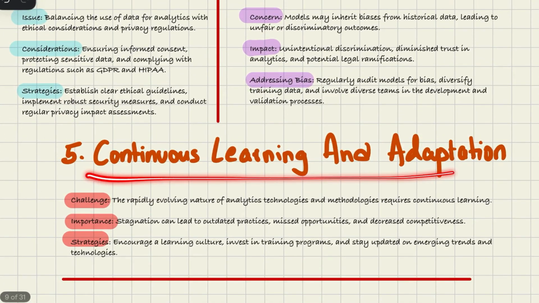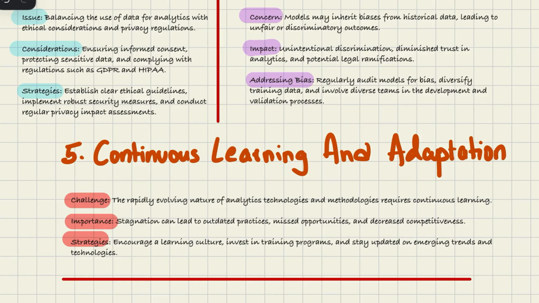And the last issue is continuous learning and adaptation. See, there is rapidly evolving analytical technology, methodology, and consumer trends. They are changing exceptionally fast, and it is very hard to keep track of every technology, right? But if we are not keeping track of everything, our models would quickly become obsolete and inaccurate. Therefore, it is very important to encourage a learning culture, invest in training programs, and stay updated on emerging technologies.